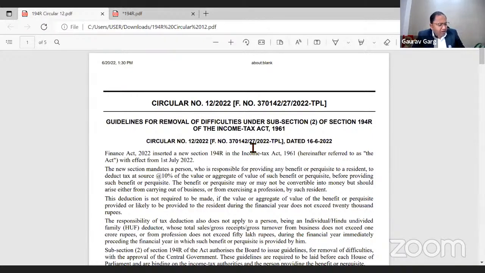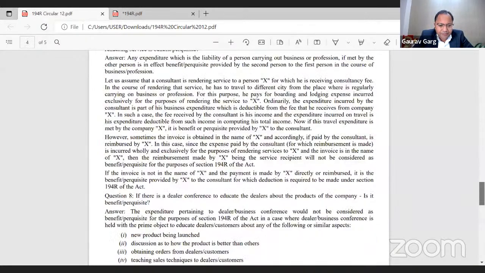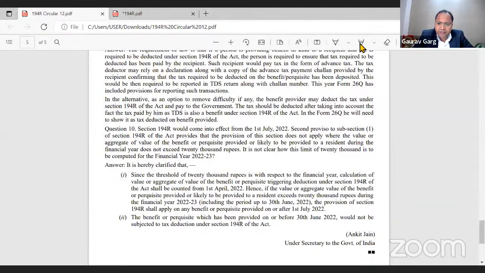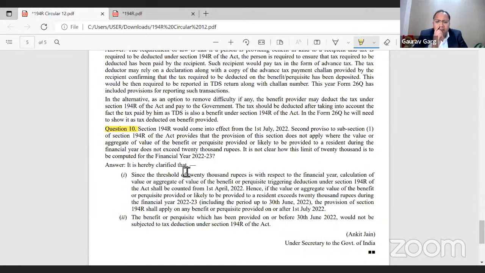So I think there are two pretty simple questions which we can take immediately. One is the question number 10. Let me take you to question number 10. So this is question number 10. It simply says the law is applicable from 1st July 22.